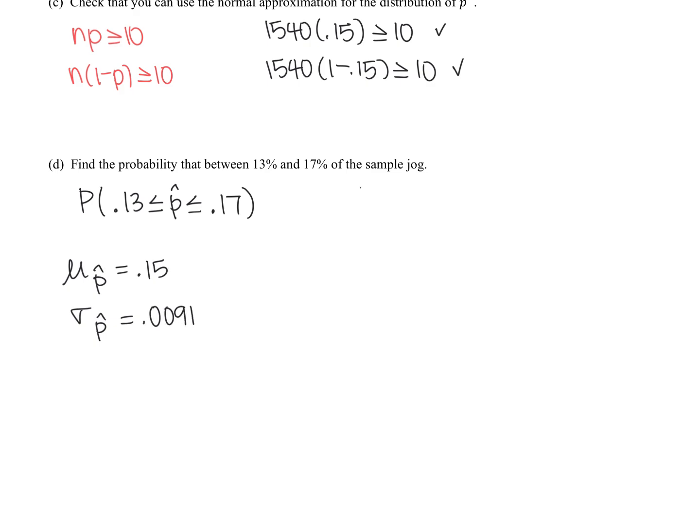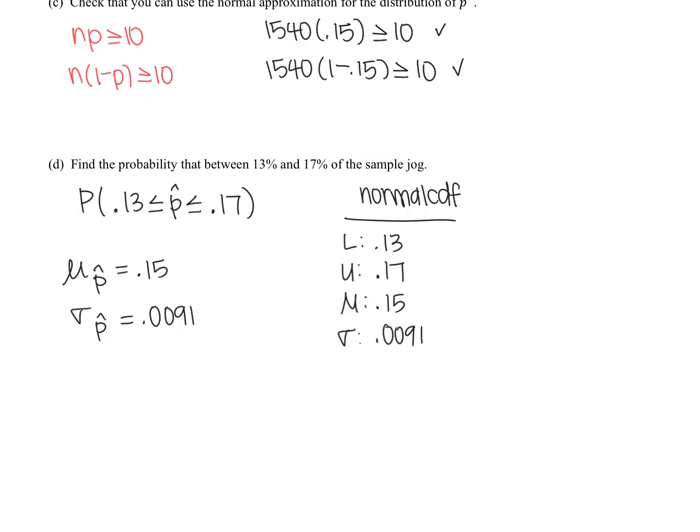Okay. Then we're going to do normal CDF, and because we're between two values, my lower bound is 0.13, upper bound 0.17, mean of 0.15, standard deviation of 0.0091. And we end up with 0.9720.